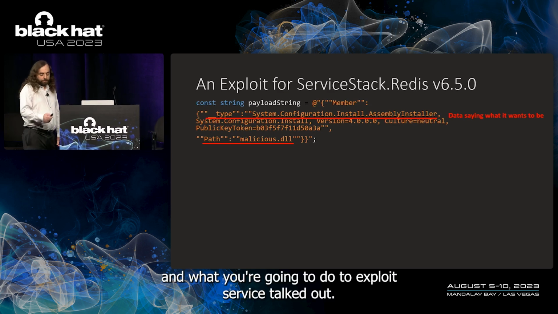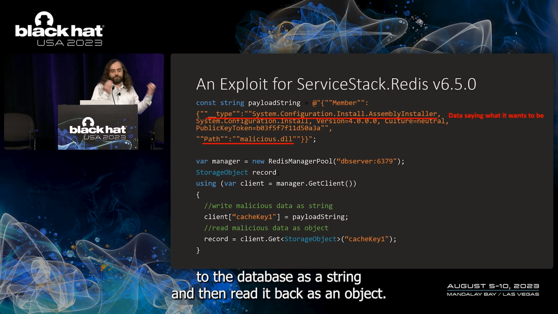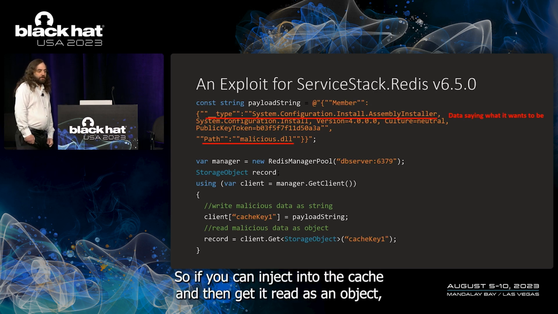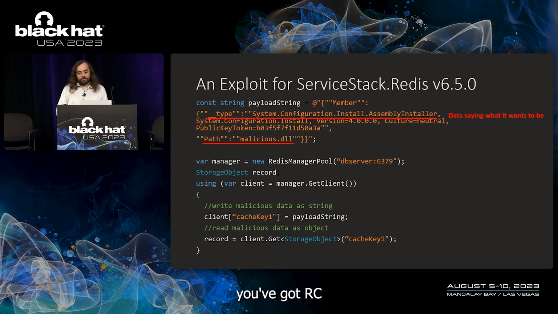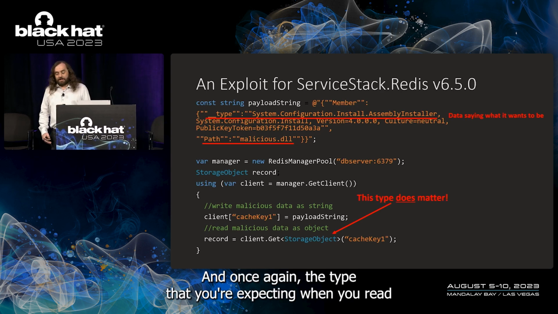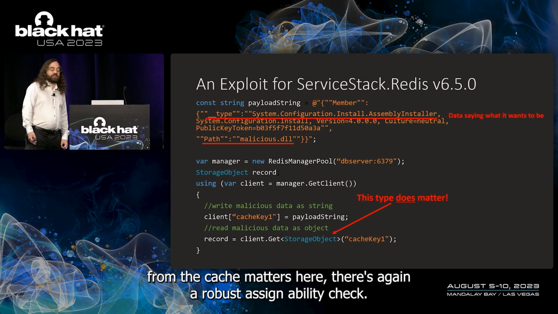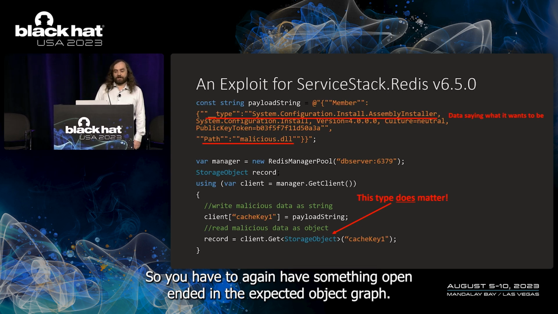And what you're going to do to exploit ServiceStack.Redis is you're going to write the JSON to the database as a string and then read it back as an object. And that's sufficient to get RCE with it. So if you can inject into the cache and then get it read as an object, you've got RCE. And once again, the type that you're expecting when you read from the cache matters here. There's, again, a robust assignability check. So you have to, again, have something open-ended in the expected object graph.